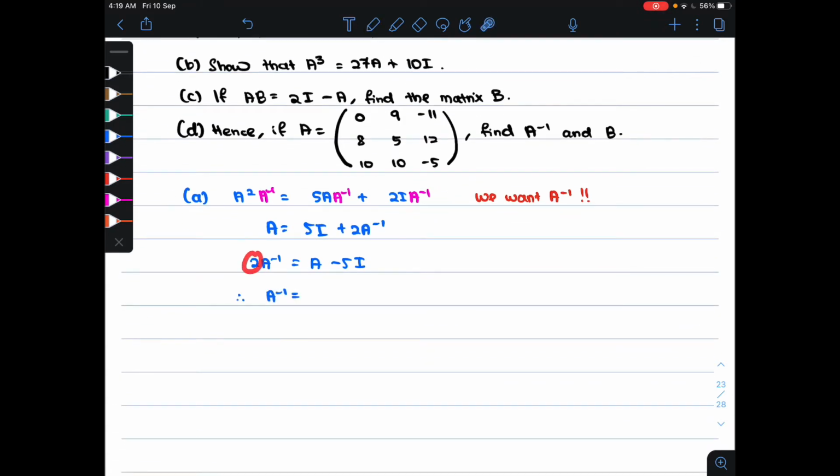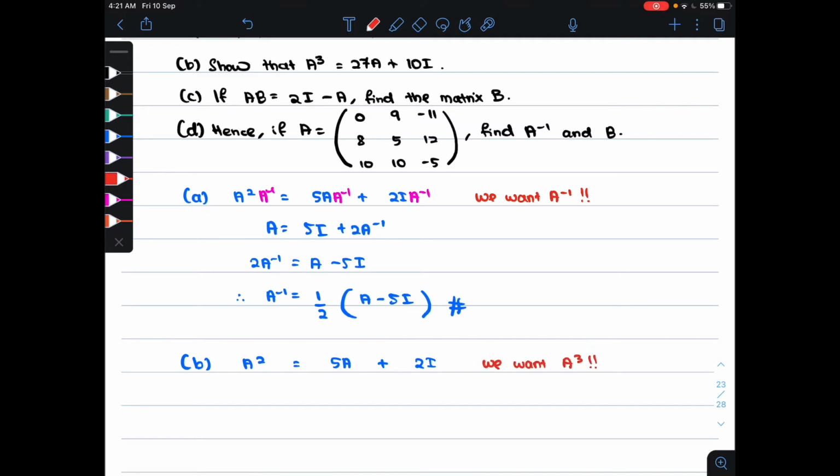Therefore, we're gonna bring 2 to the other side. So, it is 1 over 2 times A minus 5I. So, that's how you write A inverse in terms of A and I. For question B, we need to show that A cubed is equal to 27A plus 10I. The only information given to us is A square equal to 5A plus 2I.